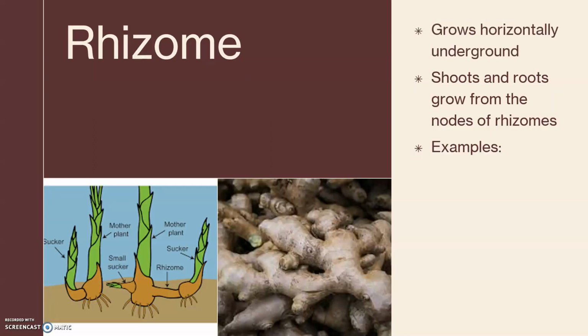Rhizomes grow horizontally underground. New plants will grow from the nodes. Examples of rhizomes include hops, turmeric, and irises.